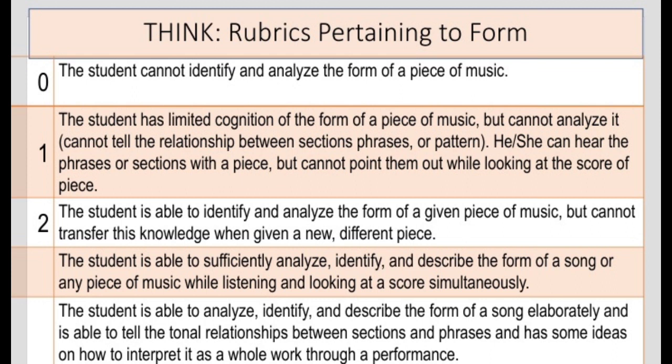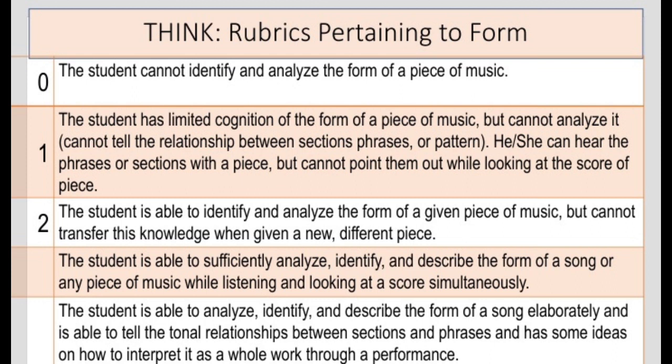So, 3 ang score ng student if he or she is able to sufficiently analyze, identify, and describe the form of a song or any piece of music while listening and looking at a score simultaneously. So, makahimo na siya pag-analyze o identify and also describe the form of a song kung tagaan siya ng bisan uno na kind ng piece ng music pinaagi sa pagpamati o paglantaw sa score balik-balik.